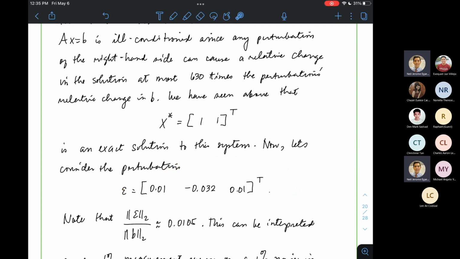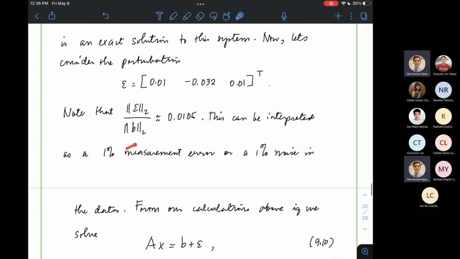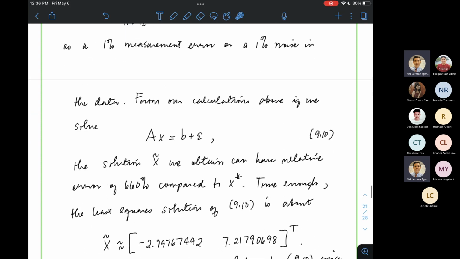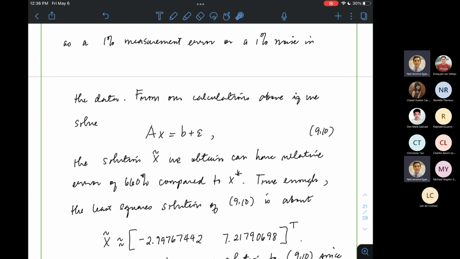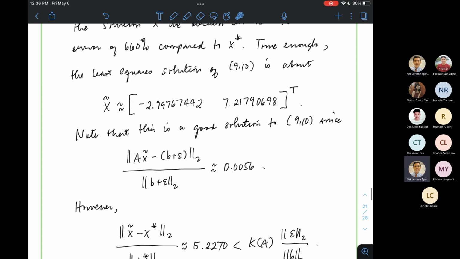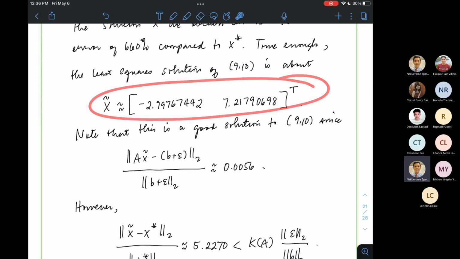Usually random vector yung epsilon kasi sila yung noise. Usually Gaussian noise or whatever random number you want to generate of the appropriate size. Okay? So pag ito yung kinonsider ko na epsilon, ang size ni epsilon relative to the right-hand side vector ay around 1%. So it's 1.05%. Yan yung measurement noise natin. So dahil yan yung measurement noise na yan, kapag sinolve ko yung perturb equation, yung equation 9.10, ang makukuha kong solution ay ito. Okay?